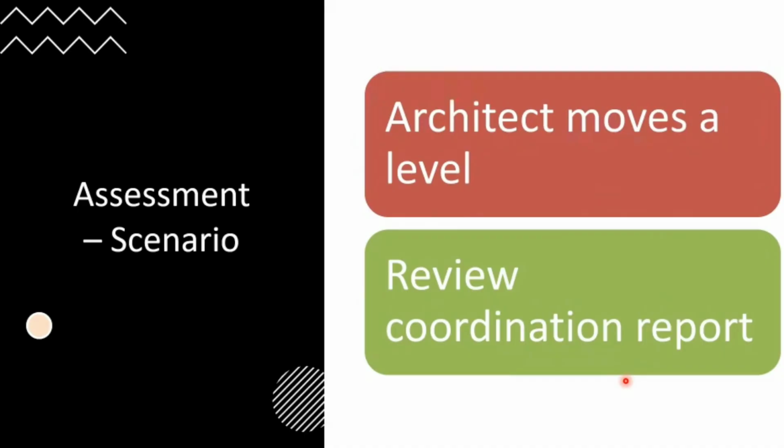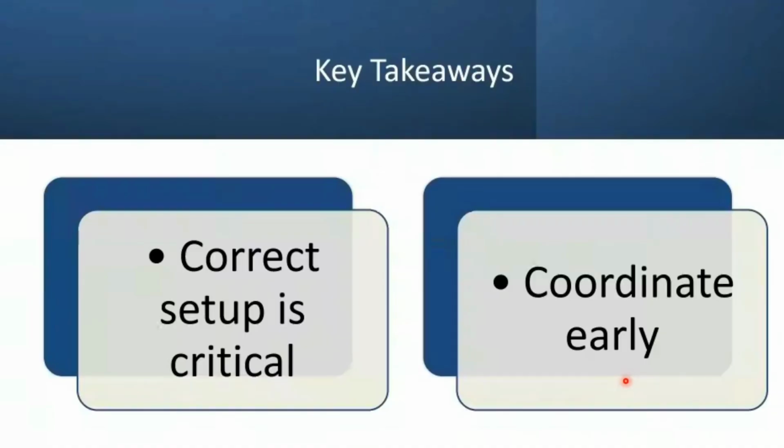Third question is a scenario-based question. Suppose an architect moves a level 200 millimeters above. So how you get notified, how you get alerted with that change? Of course, you always review the coordination report and also get feedback from that changes.